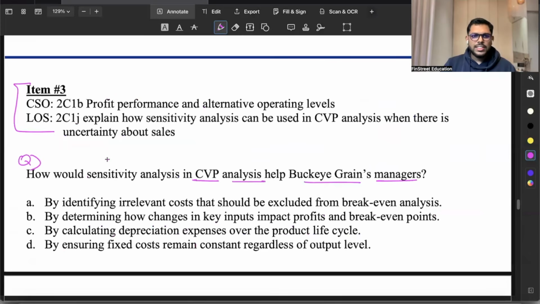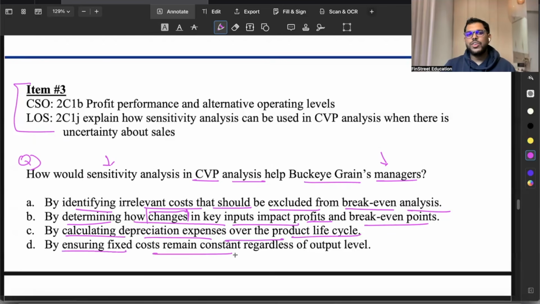So I'll repeat, sensitivity analysis, how it will help managers take decision. First, identifying irrelevant costs that should be excluded from break-even analysis. Second, determining how changes in key inputs impact profits and break-even point. I'm giving you guys a hint again. Third, by calculating depreciation expenses over the product life cycle. And lastly, ensuring fixed cost remains constant regardless of output. Put your answers in the chat box.